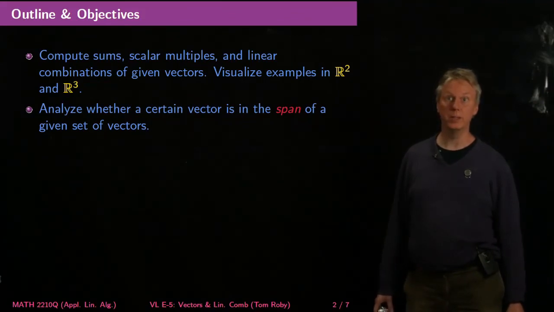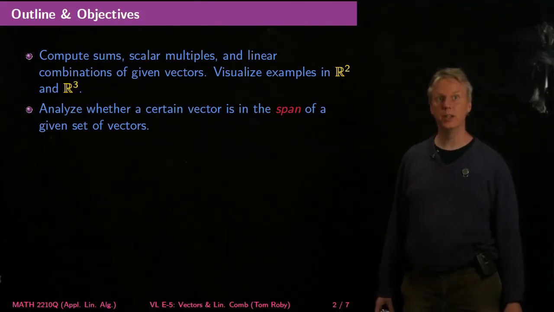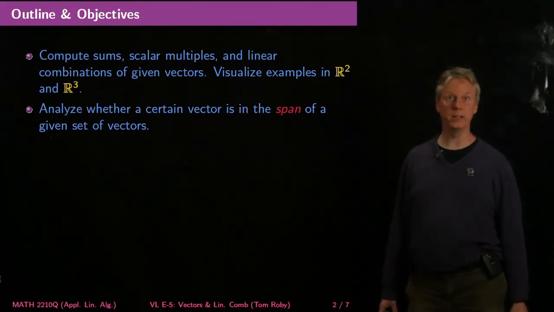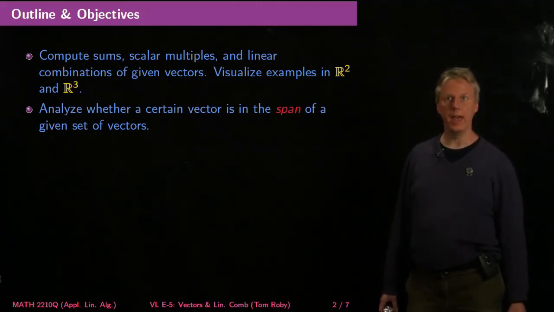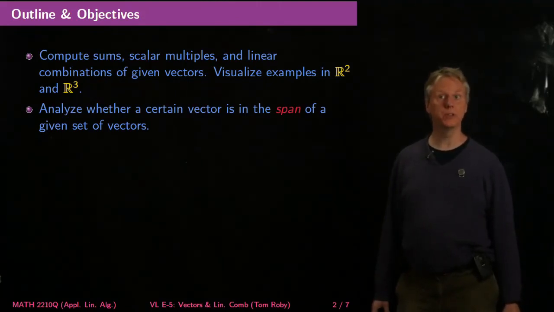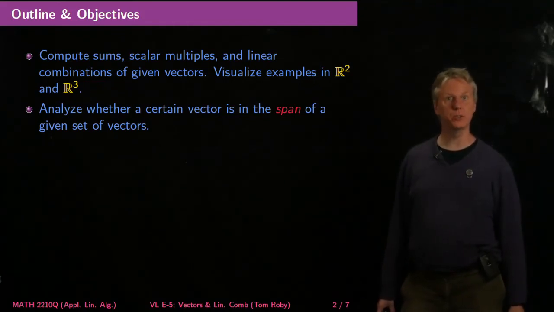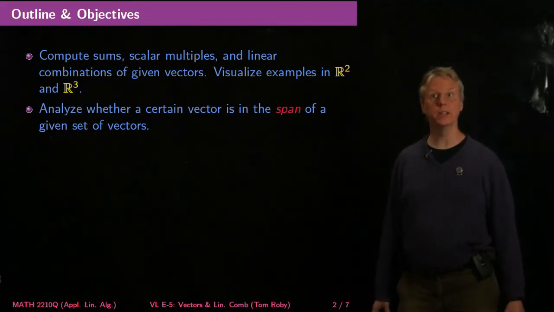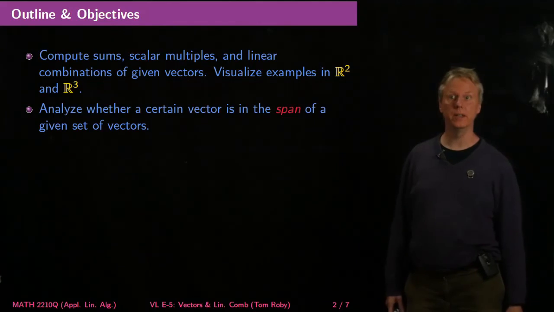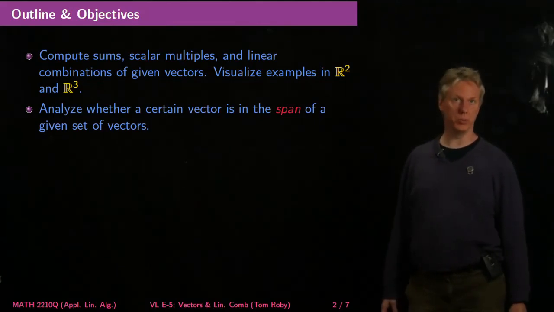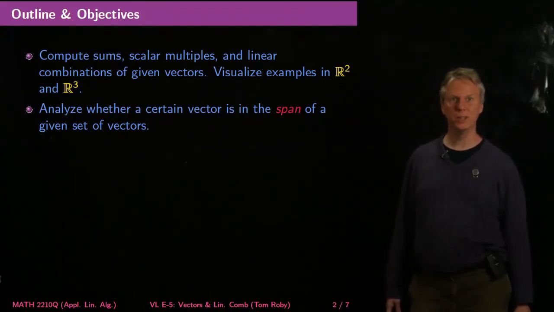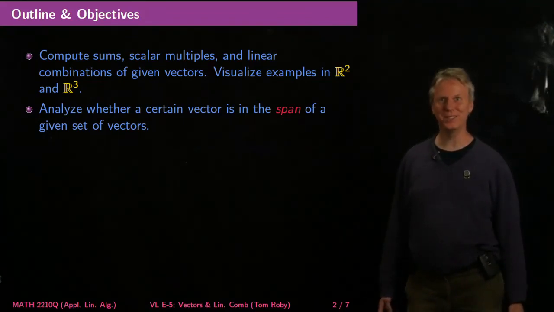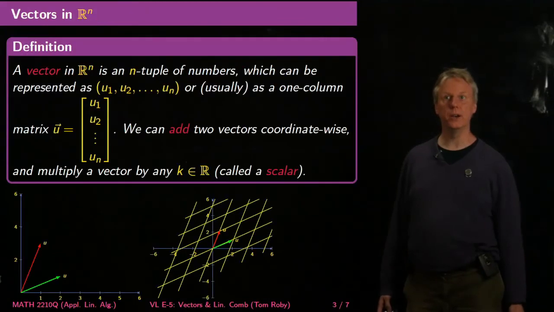So we'll want to be able to take sums, scalar multiples, and something called a linear combination, which is rescaling vectors and then adding them together. And then we want to analyze whether a certain vector is in the span of a given set of vectors, which basically means can it be written as a linear combination of the given vectors. That will turn out to boil down to solving a system of linear equations, which has been the theme recently with all of these things. Okay, so here we go.